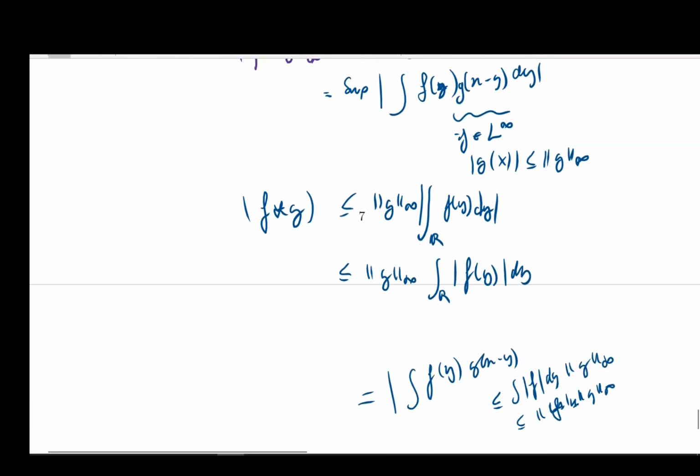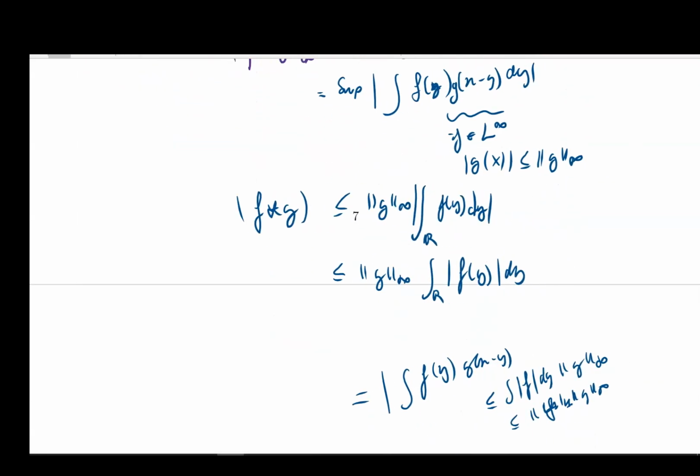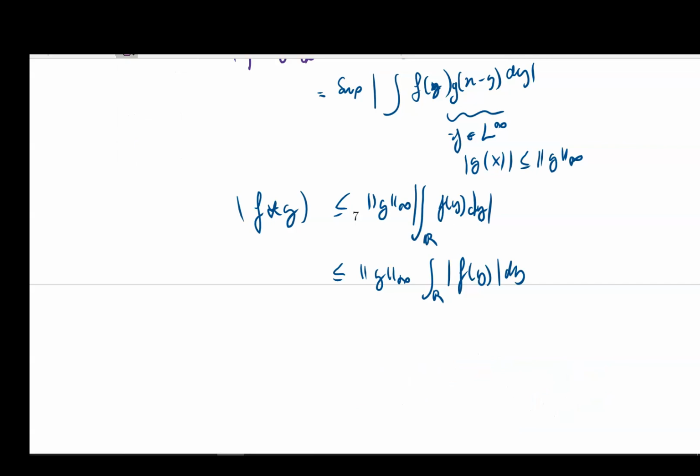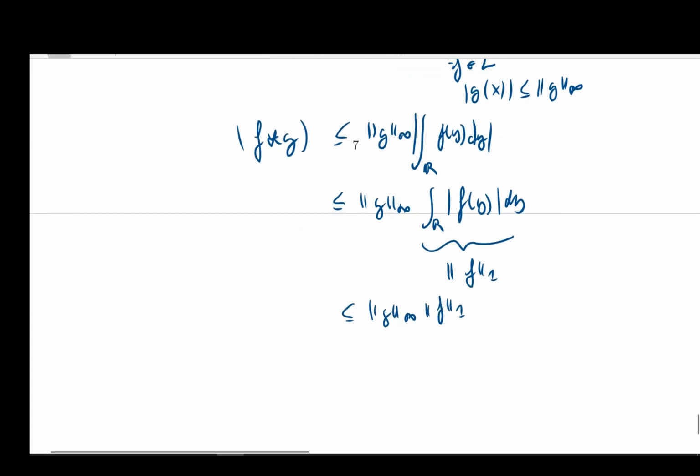Sorry about this, let me erase that. That was some previous stuff. You all have noticed that this is equal to the L1 norm of f. So under our hypothesis, it's going to be smaller than the infinite norm of g times the L1 norm of f. For all values of x, f convolved with g is smaller than this, and if that works for all values, that also works for the supremum, so the infinite norm of f convolved with g is smaller than that.